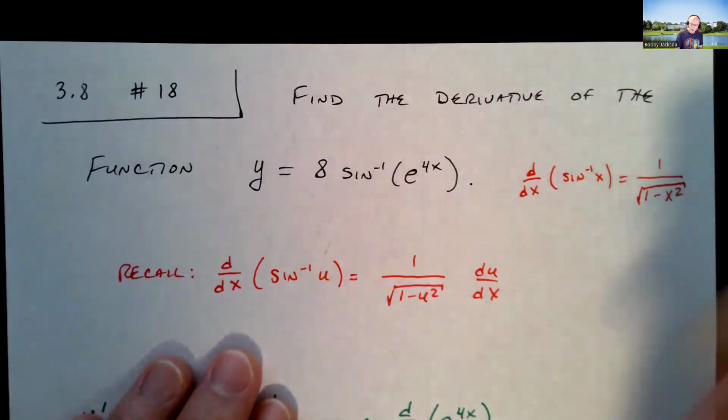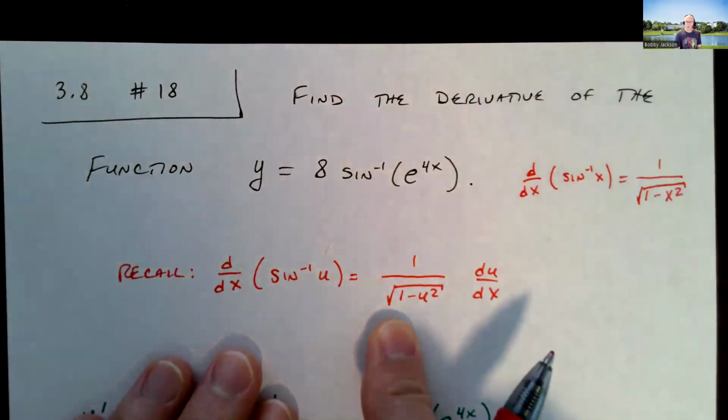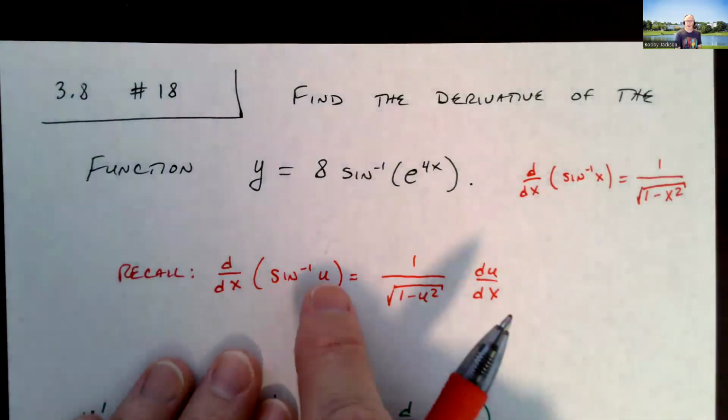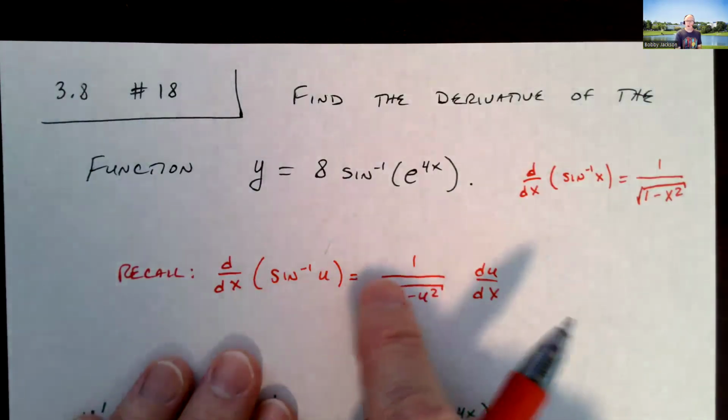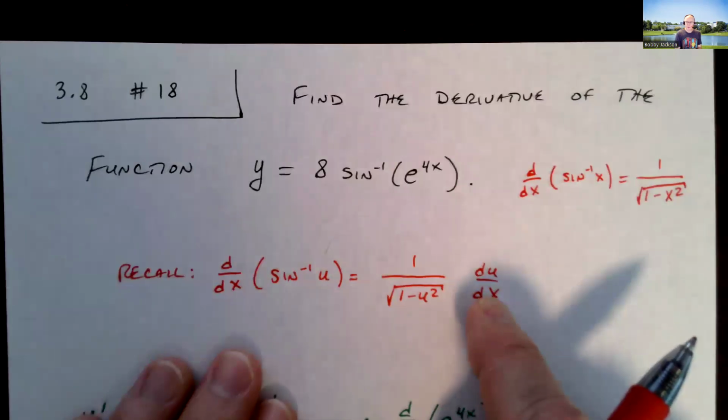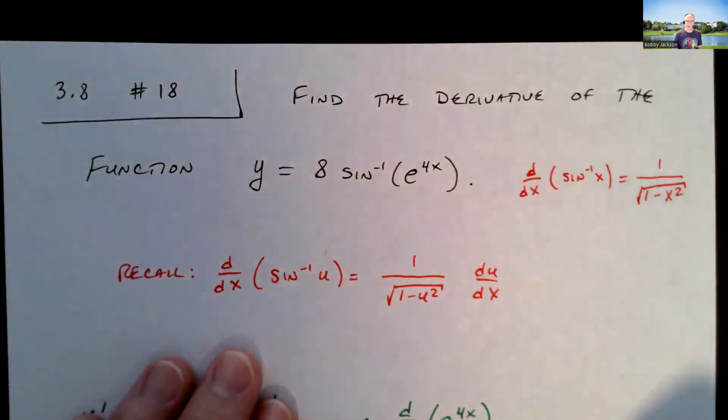What I've written down here then is the more generalized rule using the chain rule, right? If I take the derivative with respect to x of sine inverse of u, then it's 1 over the square root of 1 minus u squared times, right, the derivative of the inner function u, du dx. So it's very similar. We just, again, multiply by that inner function.